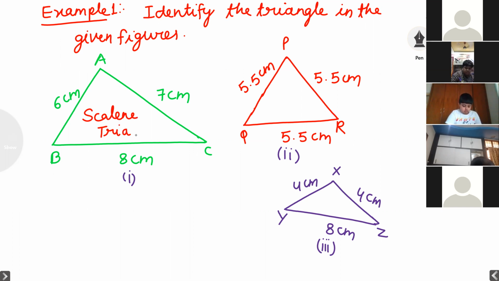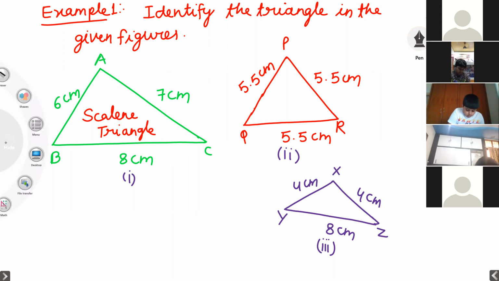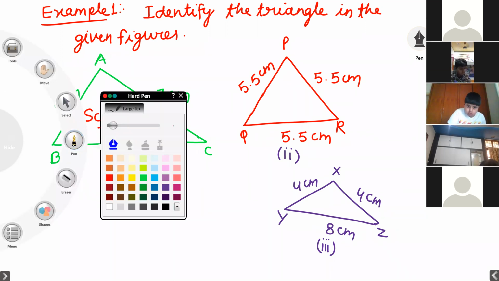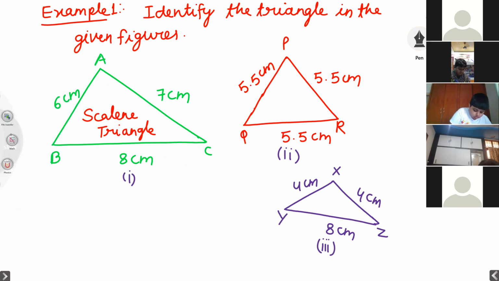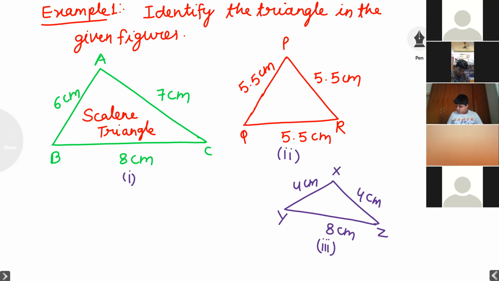What is the second figure? All the three sides are same or different? Same. What is the name of that figure? Equilateral triangle. 5.5 centimeter, 5.5 centimeter, 5.5 centimeter. If all the three sides are equal, that is called an equilateral triangle.